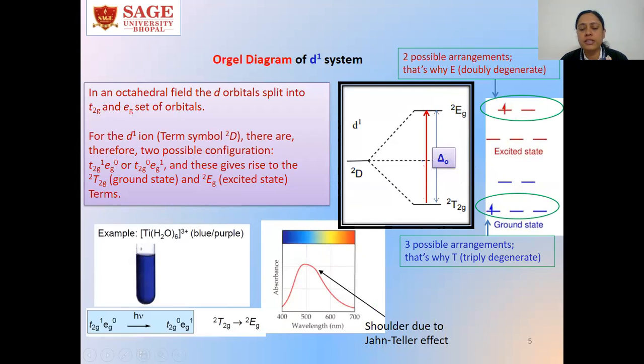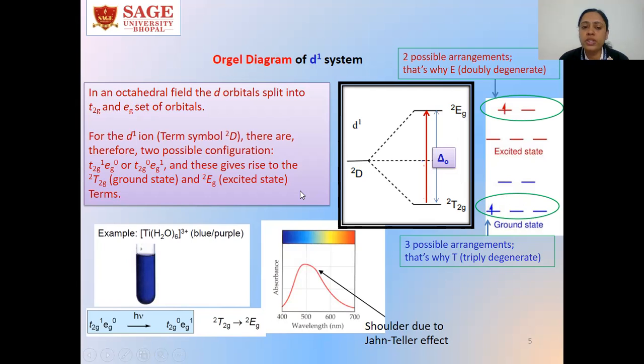For the Orgel diagram in the d1 system in an octahedral field, the d orbital splits into T2g and Eg sets of orbitals. For the d1 ion whose term symbol is 2D, there are therefore two possible electronic configurations. We can see the one electron, when it is in the ground state, will be t2g1, and in the excited state, it will be eg1. Now in the ground state, there are three possibilities. The electron can stay in the dxz or dyz or dxy orbital. So three possibilities are there.